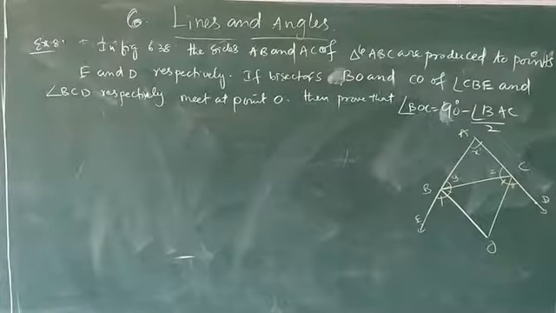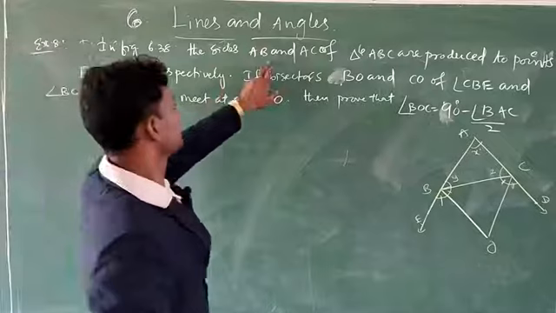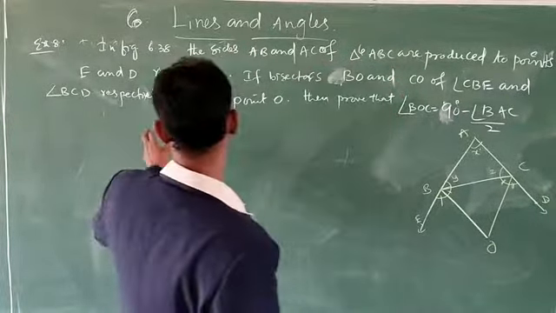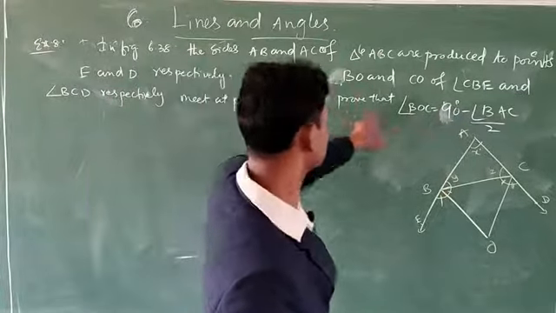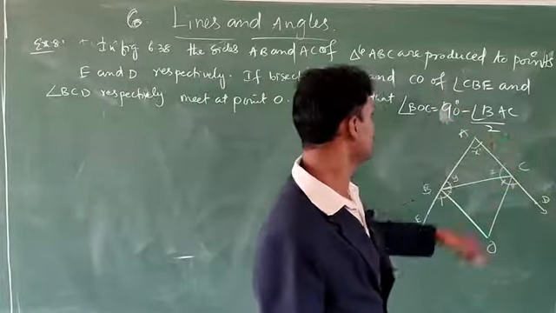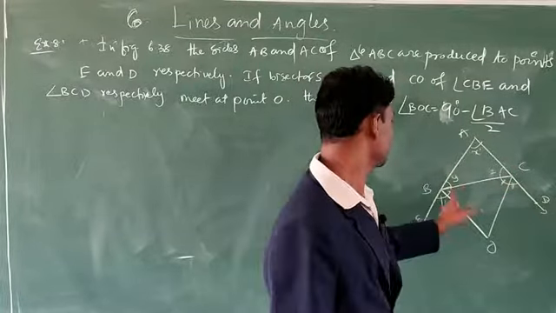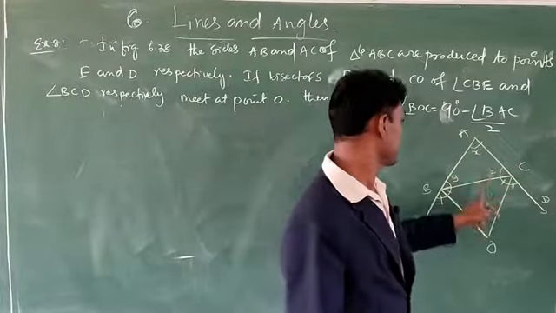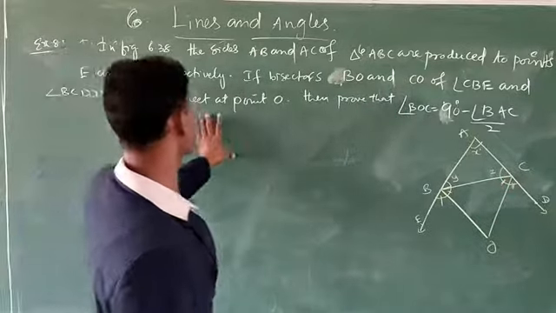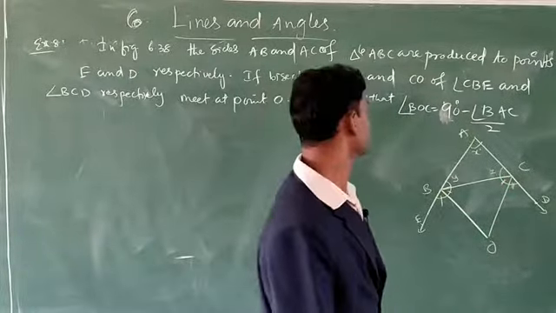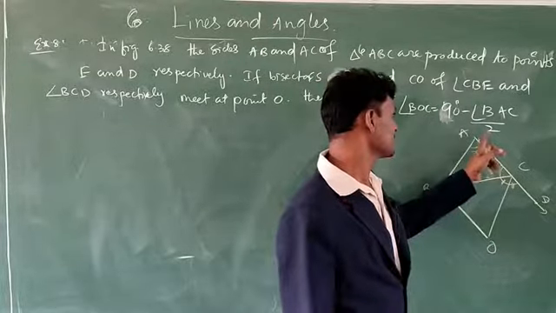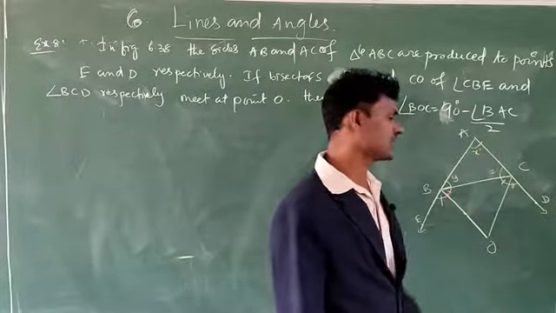Next problem, in figure 6.38, the sides AB and AC of triangle ABC are produced to points E and F respectively. If the bisectors BO and CO of angle CBE and angle BCD respectively meet at point O, then angle BOC is equal to 90 minus half of angle BAC. We have to prove it.